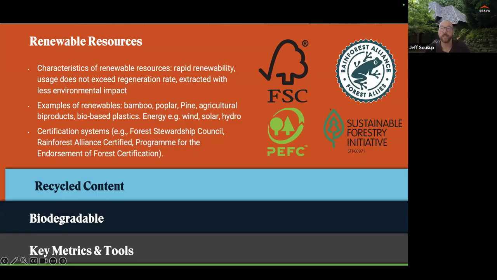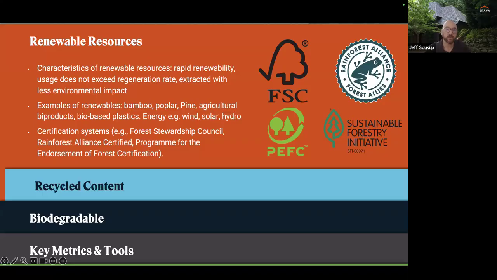So we are depleting. Examples of regenerative or renewable materials: bamboo, poplar, pine, agricultural byproducts, wool, timber, cotton, hemp, and then your renewable energies, wind, solar, hydro.